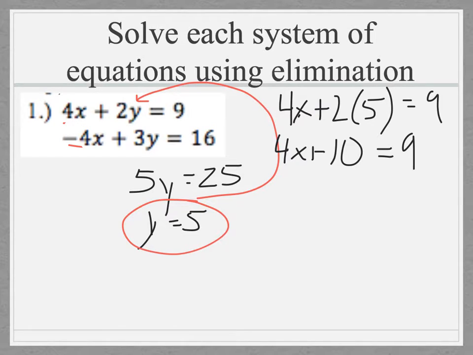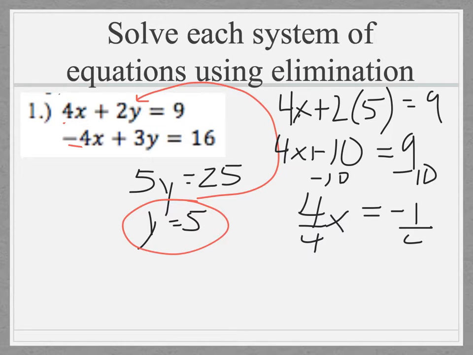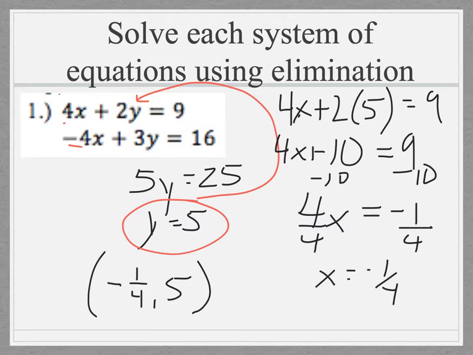Now we're going to subtract 10 from both sides. So I have 4x equals -1. Divide both sides by 4. And it's okay that this is a fraction. It's going to be x equals -1/4. So my point is (-1/4, 5). And it's totally fine that that's a fraction.